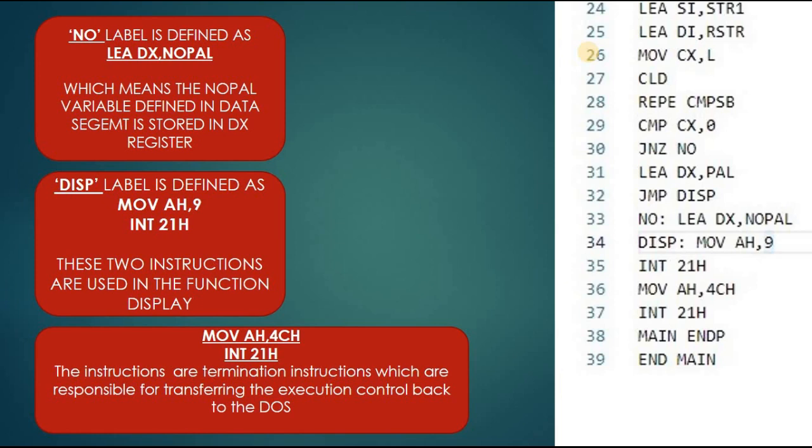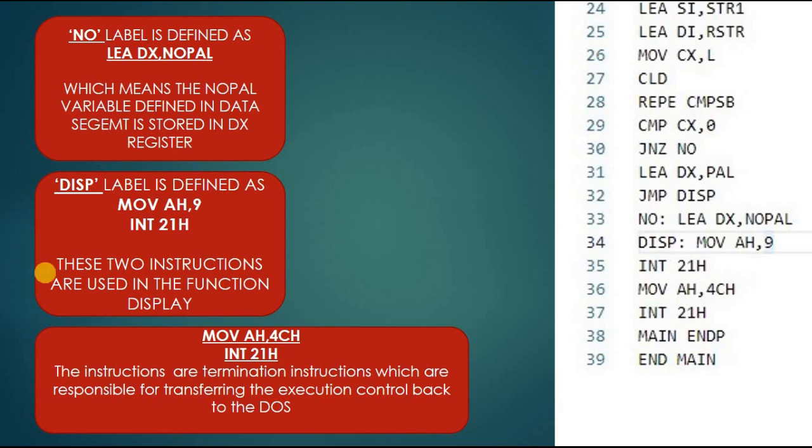MOV AH, 9 and INT 21H are the instructions which are used in the function display. And the 36th and 37th lines of the program, MOV AH, 4CH and INT 21H, are the instructions which are used in the termination process and which are also responsible for transferring the execution control back to the DOS. The 38th and 39th lines of the program define the end of the program.